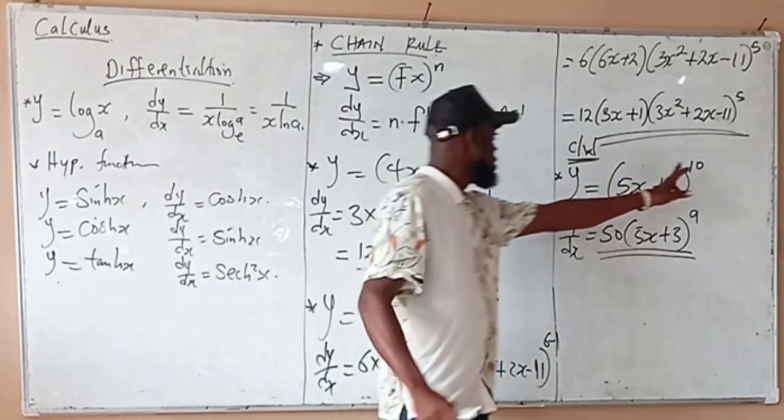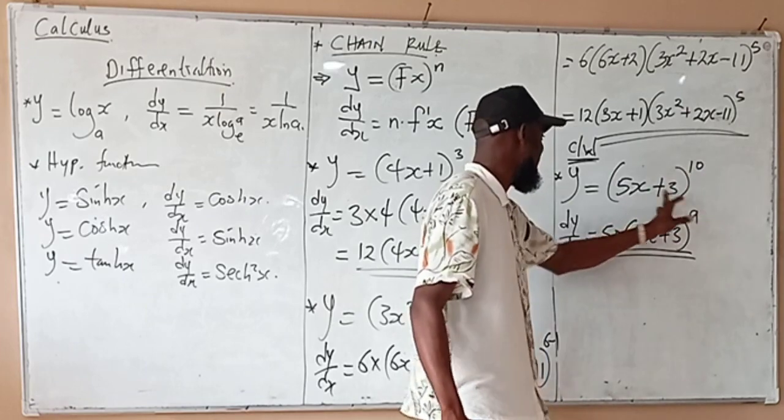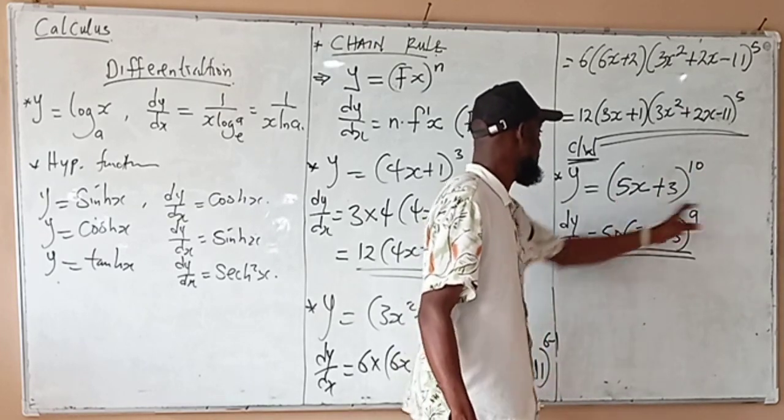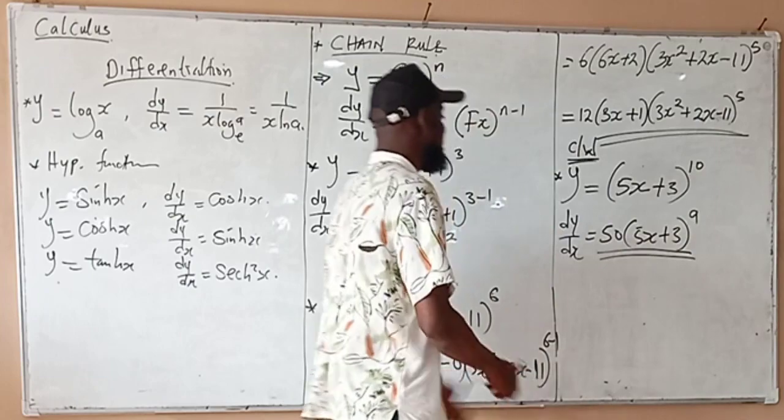Remember what you do: you bring down the power 10, give us 5. 5 times 10, 50.